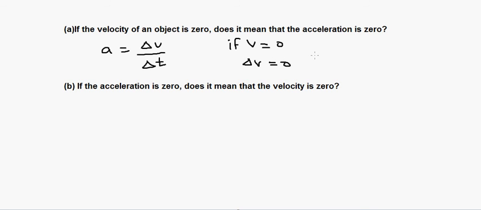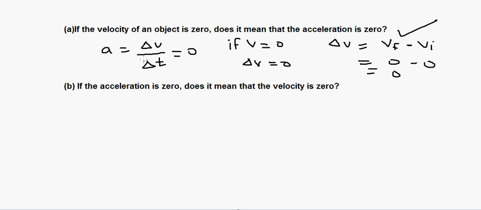That is, if the velocity is always 0, then the final velocity and initial velocity are gonna be equal, that is 0. Then the change in velocity, delta v, that is v final minus v initial, is 0 minus 0, so delta v is gonna be 0. So this is gonna be 0 over something, so it's gonna be 0. So yes, if the velocity of an object is 0, the acceleration is 0. This is right.